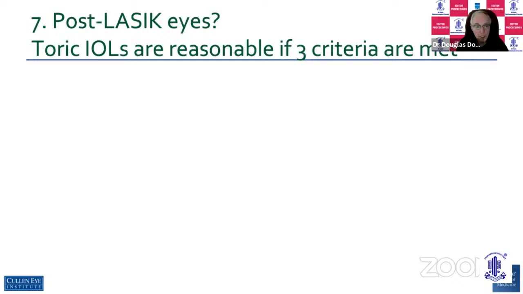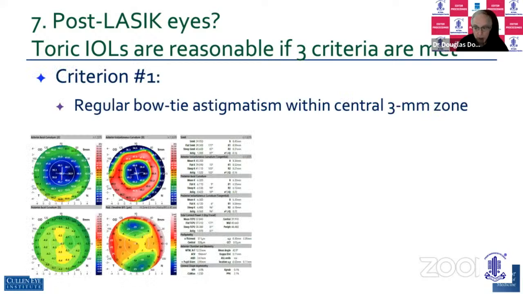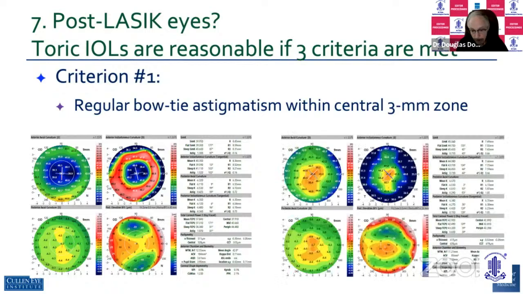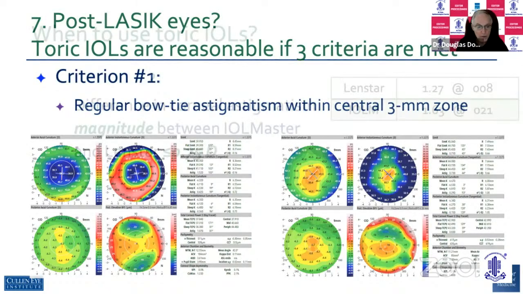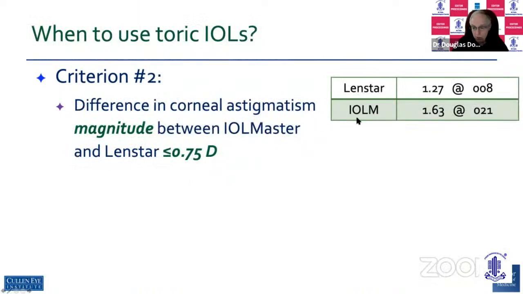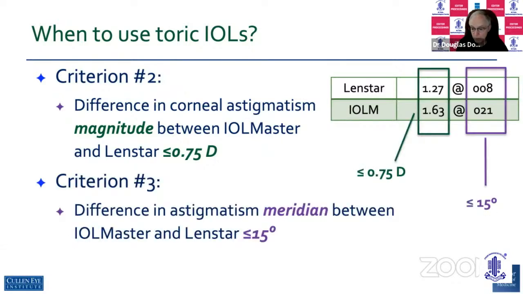We just reported this. Toric IOLs in our hands work out very well if you meet 3 criteria. You want a regular bow tie astigmatism within the central 3 millimeter zone, whether it's post-myopic or post-hyperopic LASIK. The difference in corneal astigmatism in our study was between the IOLmaster 700 and the LensStar, but it can really, I think, be between any of your measuring devices. It should be less in magnitude than 3/4 of a diopter, as it is in this data set, and the difference in the steep meridian should be less than 15 degrees.